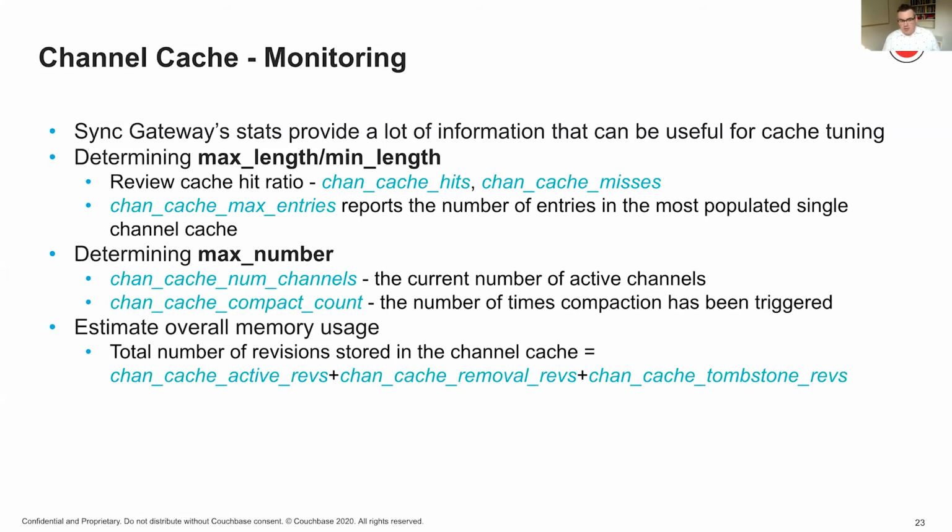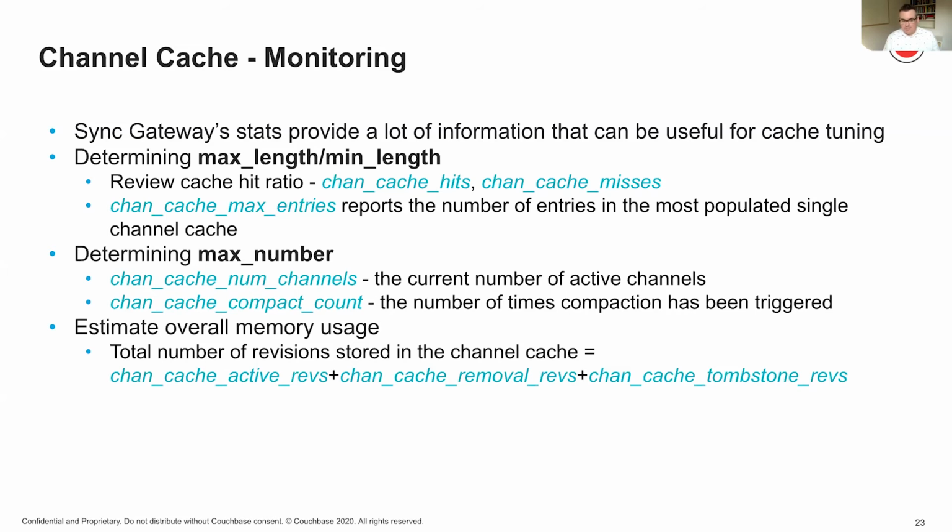And similarly, channel cache compact count tells you the number of times that compaction has been run. So between those two, you can get an idea of whether Sync Gateway is spending a lot of processing doing cache compaction, and if you have available memory, whether increasing max number is going to give you a benefit or not.